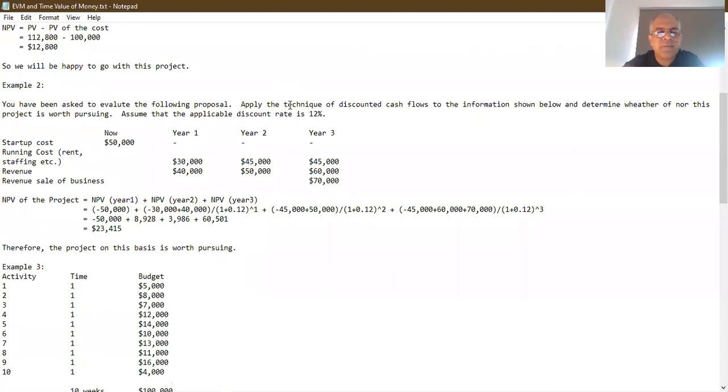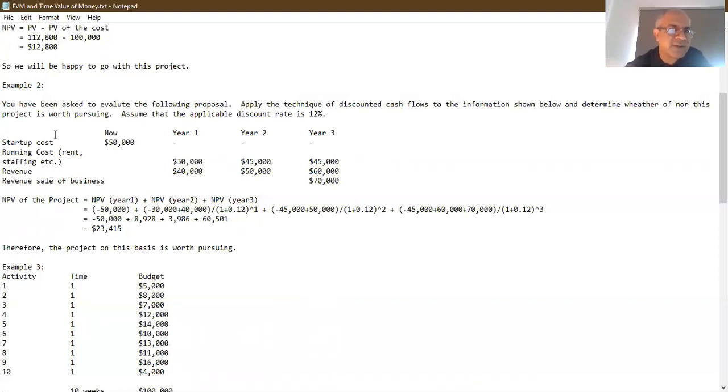Right? Now, projects are not that simple. Certain times we've got this idea of cash flows within projects as well, where we're not getting money back at one particular instance in time, rather we're getting, or we're spending money over different time periods, right? So let's have a look at a second example. So example two is that you've been asked to evaluate the following proposals, and the information is given here, right? Apply the technique of the discounted cash flows to the information shown below and determine whether or not this project is worth pursuing. And let's assume that the discount rate is 12%.